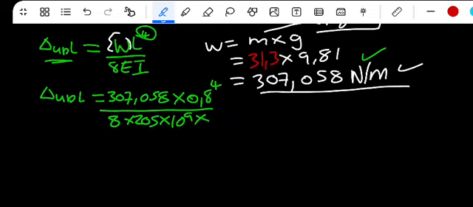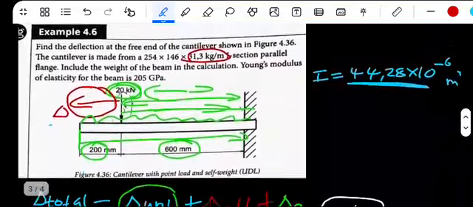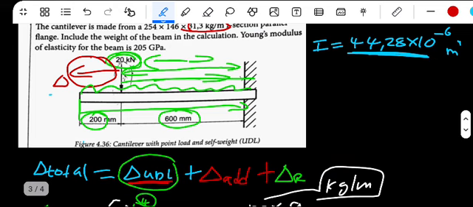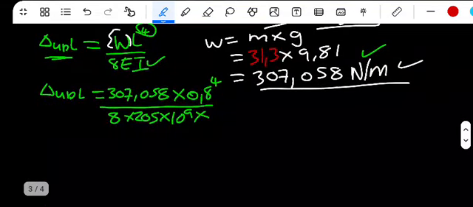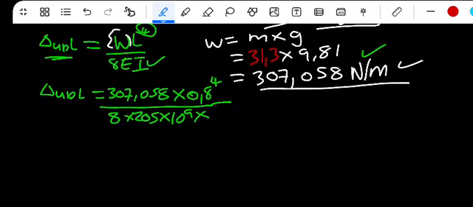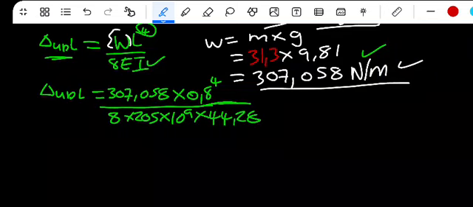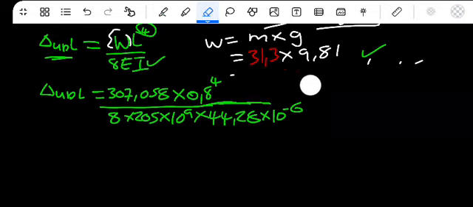Right, what about the moment of inertia? The moment of inertia is this one, I. You'll find this on the steel table. I forgot to put this, but in the next video I will show you. Anyway, we have 4.28 times 10 to the power of minus 6. So that is what we had there.